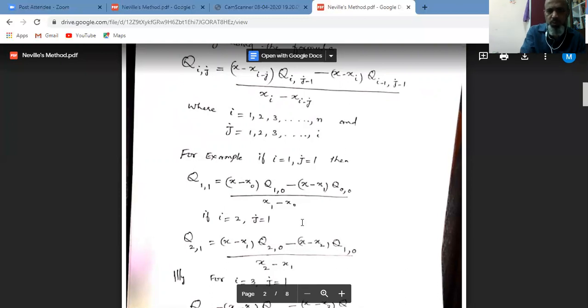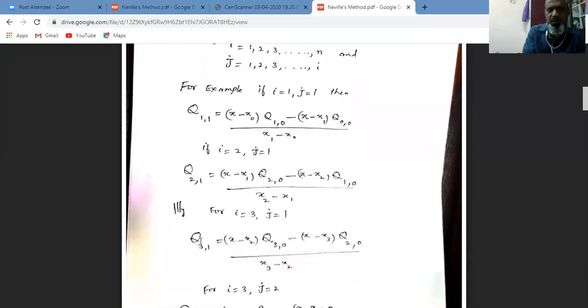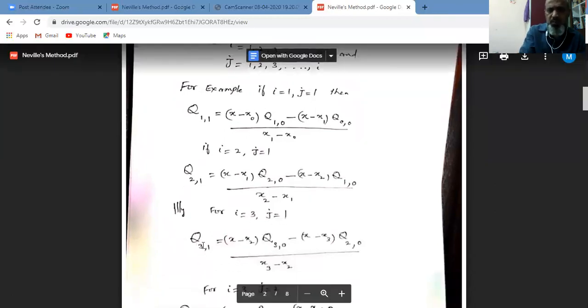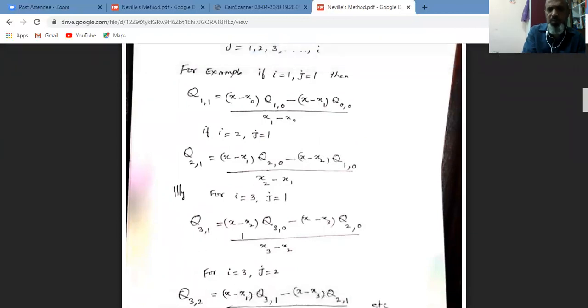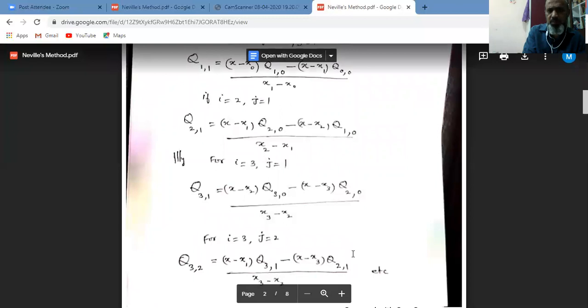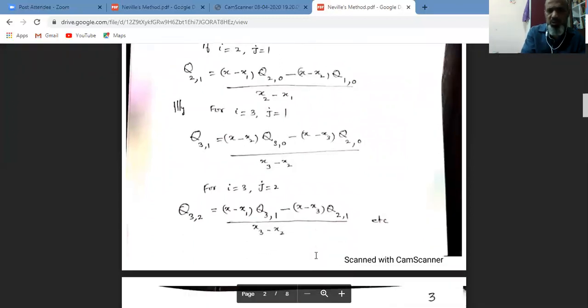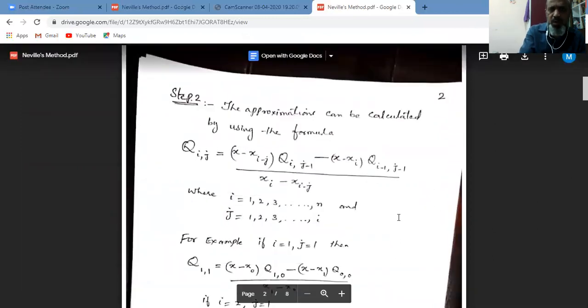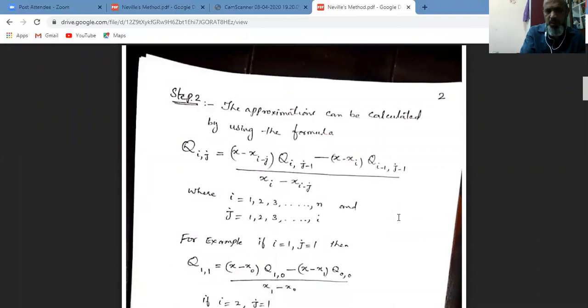So this is q2,1. Similarly, if we substitute i equal to 3, j equal to 1, we get q3,1. So q3,1 will be (x minus x2) into q3,0 minus (x minus x3) into q2,0, divided by x3 minus x2. Similarly, if i is equal to 3, j is equal to 2, we get q3,2 equal to (x minus x1) into q3,1 minus (x minus x3) into q2,1, divided by x3 minus x2, and so on. So this is the second step in which we have to use the formula for finding approximations.